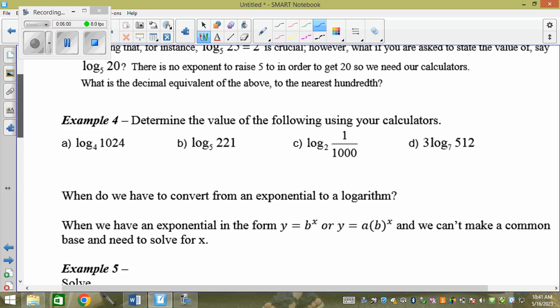So we're going to go through how to do it with our calculators now, because sometimes we need them, but the other times we didn't.